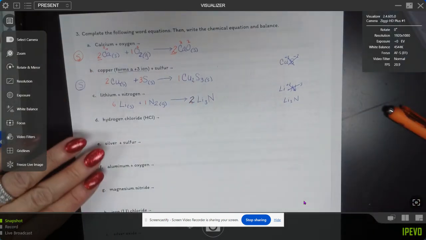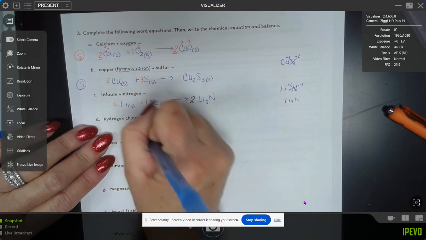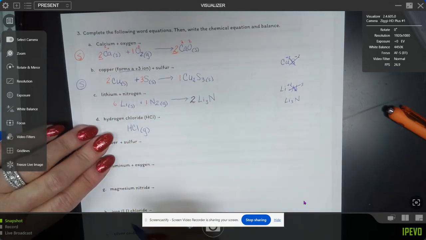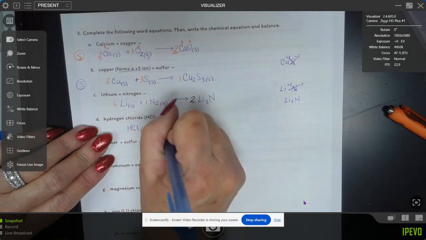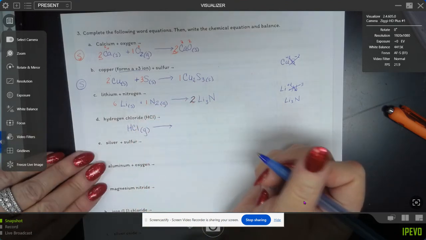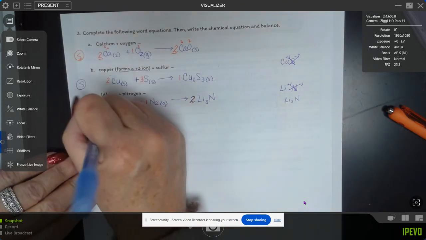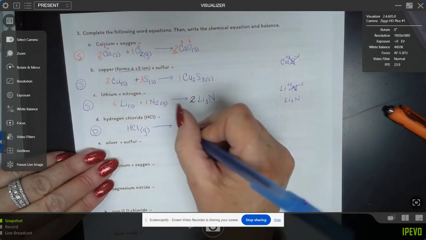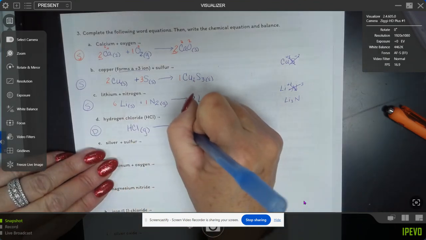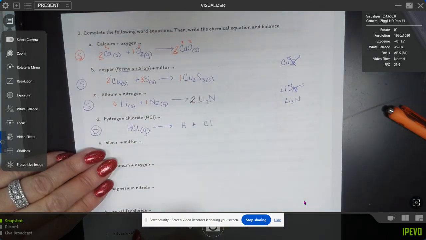All right, hydrogen chloride, HCl. I didn't put this, but I should have. We're going to say that's a gas. You would not know that. That's not expected for you to know. By the way, C was a synthesis. This, since we're starting with one compound, is a decomposition. So HCl decomposes into the two elements that make it up. Don't forget the plus sign in between.